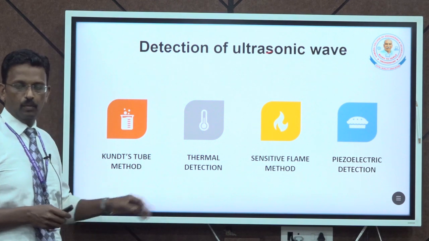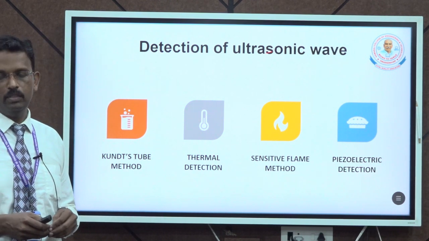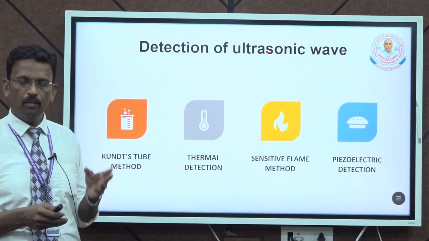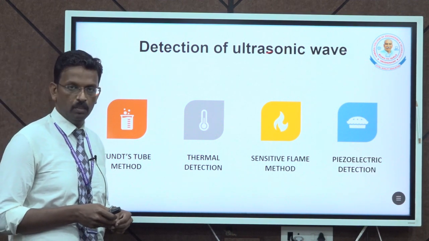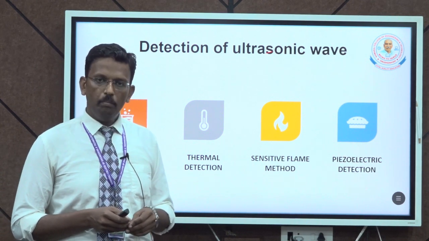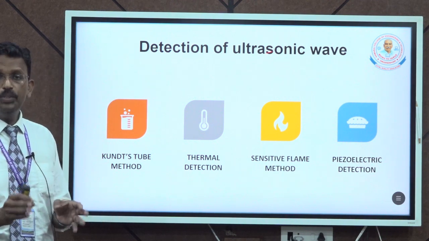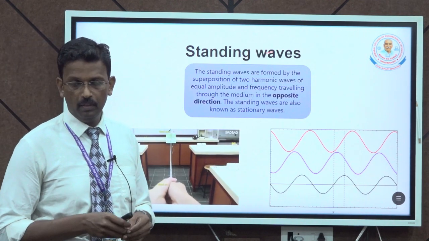Today, our aim is to determine the detection of ultrasonic waves, and here we can see that four different types of detection methods are available. One is called the Kundt's tube method, the second one is the thermal method, the third one is the sensitive flame method, and the last one is the piezoelectric method. Before we deep dive into this topic, first we should get some idea about standing waves.